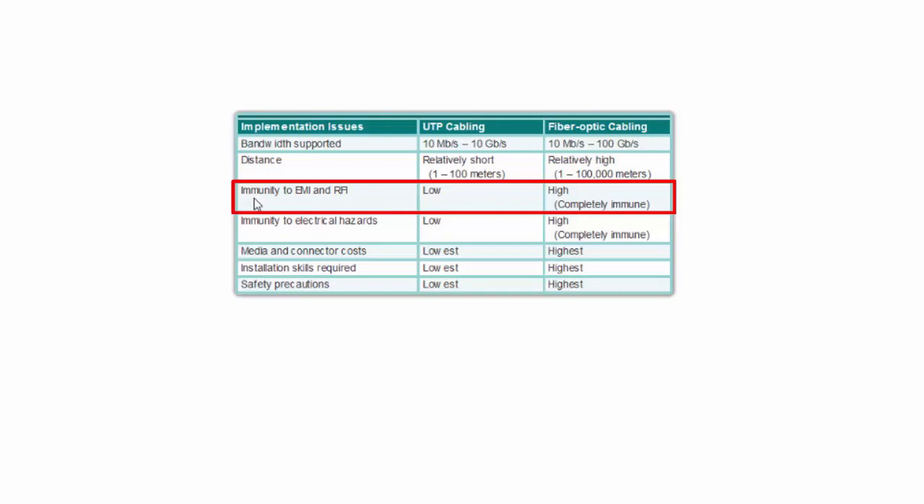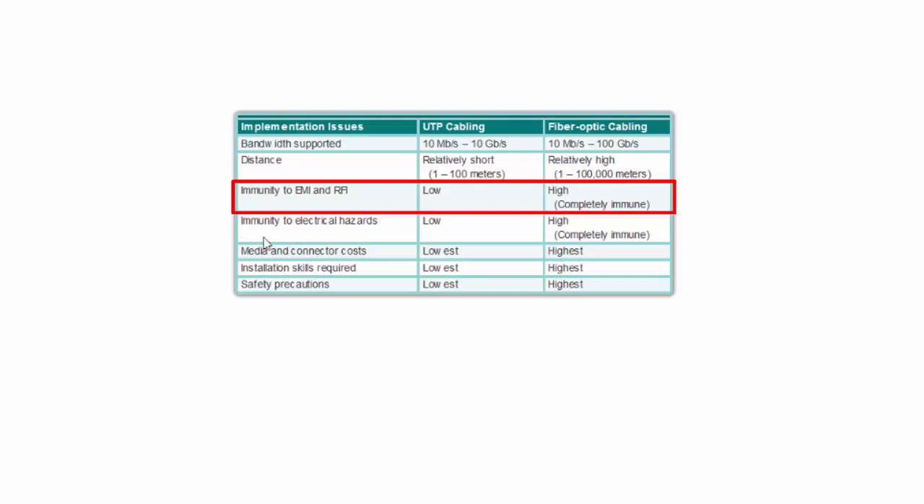Of course, immunity to external electromagnetic interference is very low in the case of UTP, and we talked about that, in which case the fiber optic is very much immune and very much protected from electromagnetic interference. That gives all the advantages to the fiber optic cable.